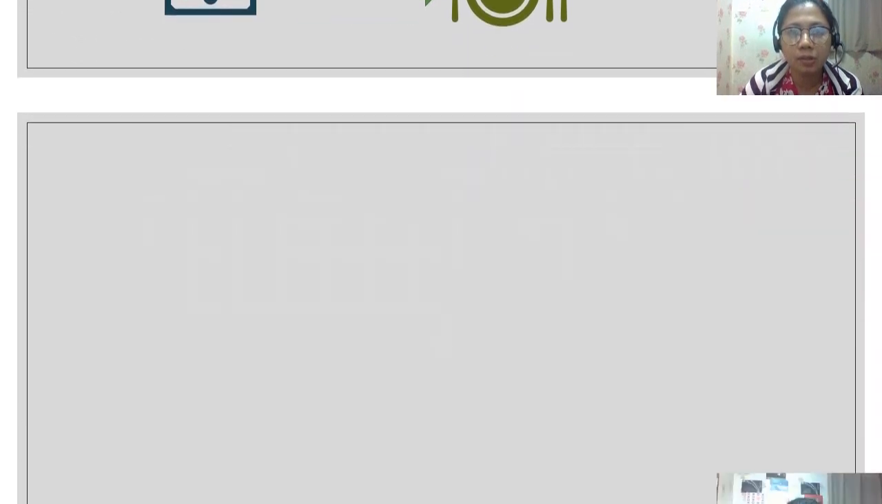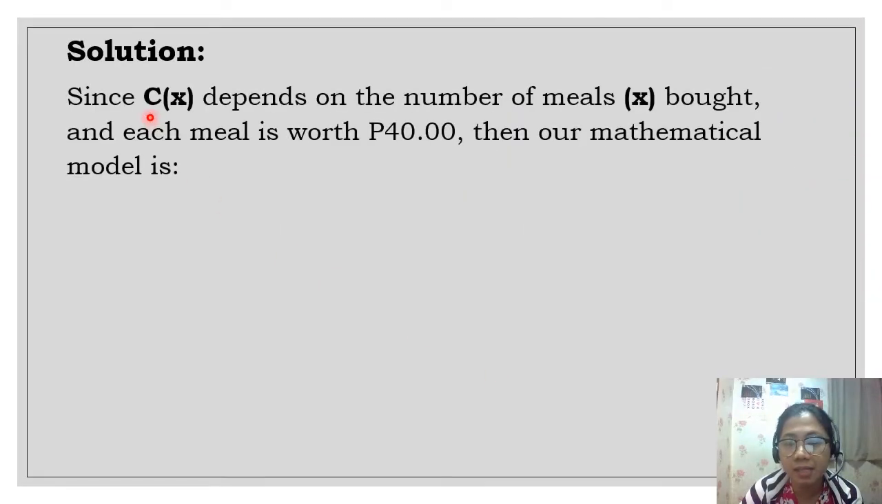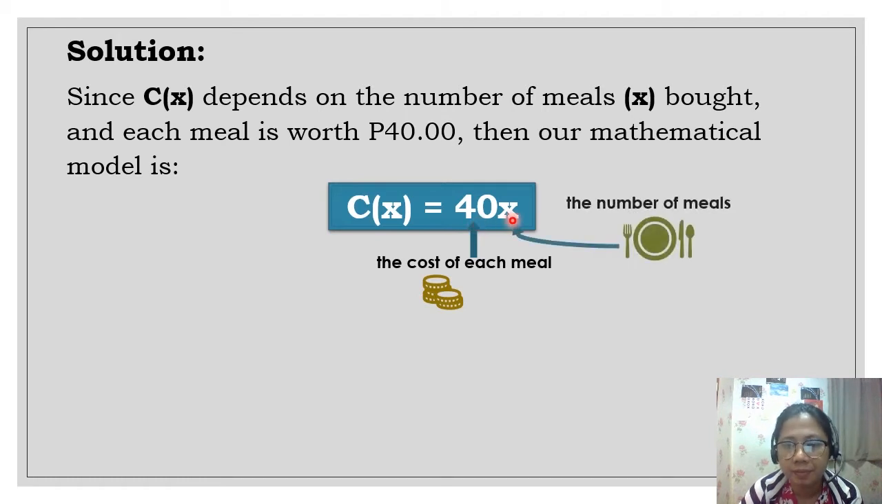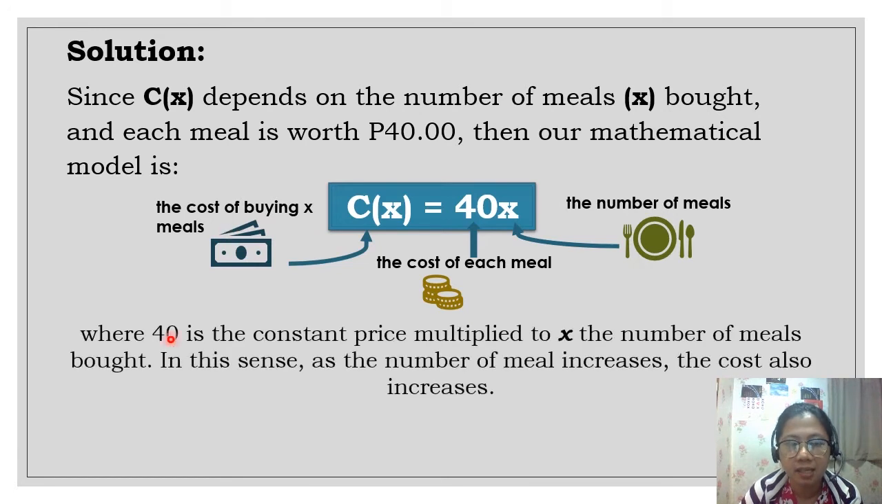For the solution, since c of x depends on the number of meals x bought, and each meal is worth 40 pesos, then our mathematical model is c of x equals 40x. 40, that is the cost of each meal. X, that is the number of meals. And when multiplied, that will result to c of x, which is the cost of buying x meals. Where 40 is the constant price, multiplied to x, the number of meals bought.